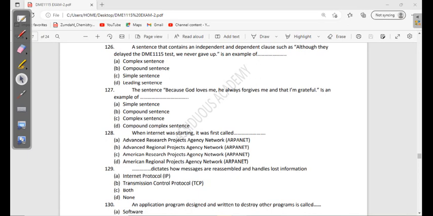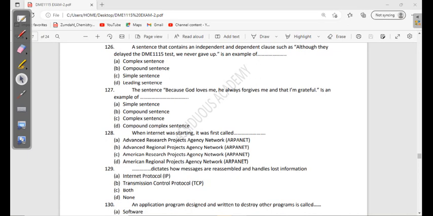So a sentence that contains an independent clause and a dependent clause. A clause is simply a group of words which are part of a sentence. An independent clause is a clause that makes a sentence and can make sense alone, for example, "I am tired." But a dependent clause doesn't make sense alone, for example, "although you come." So when you join those two, what do you form? That is what the question is asking. What you form is a complex sentence.